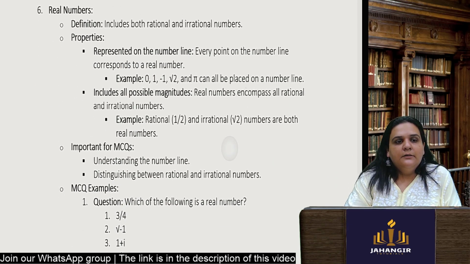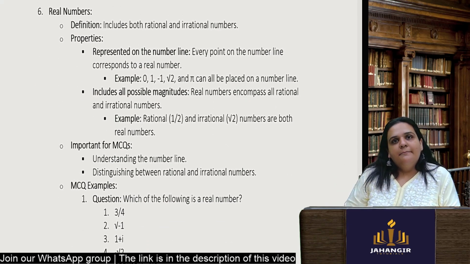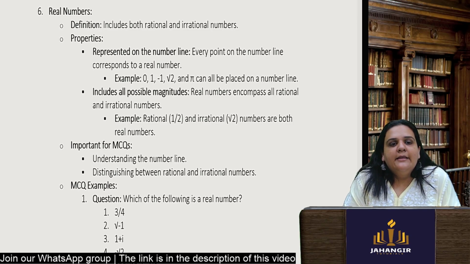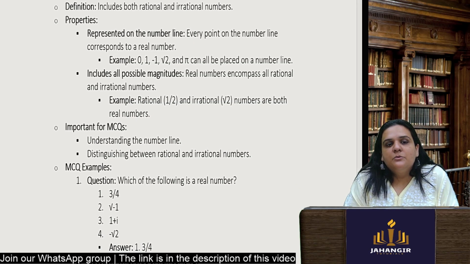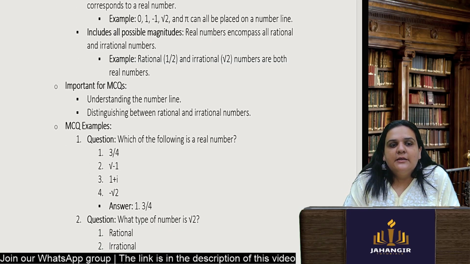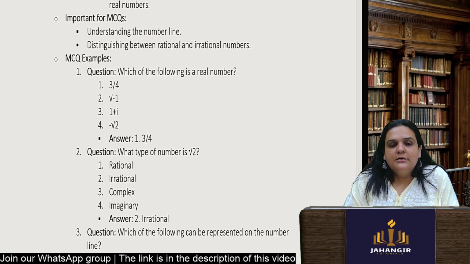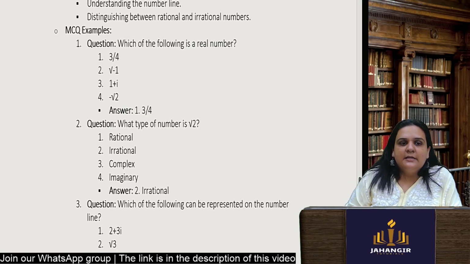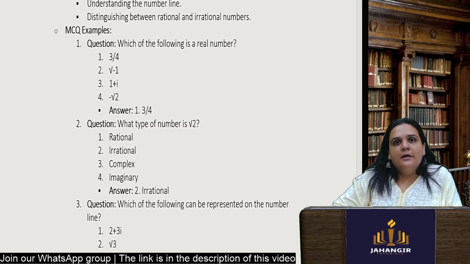Then coming to the real numbers. Real numbers include both rational and irrational numbers. Every point on the number line corresponds to a real number. 0, 1, negative numbers, square roots, fractions, pi, everything can be placed on the number line, all the possible magnitudes. So rational and irrational are both real numbers. What are the MCQs I have taken for real numbers? There is nothing more to know in real numbers because we have already done all the types.